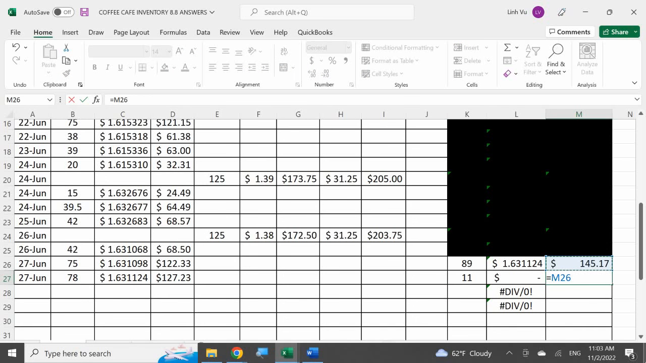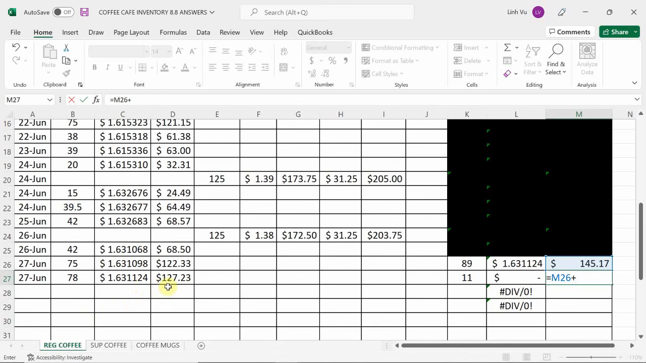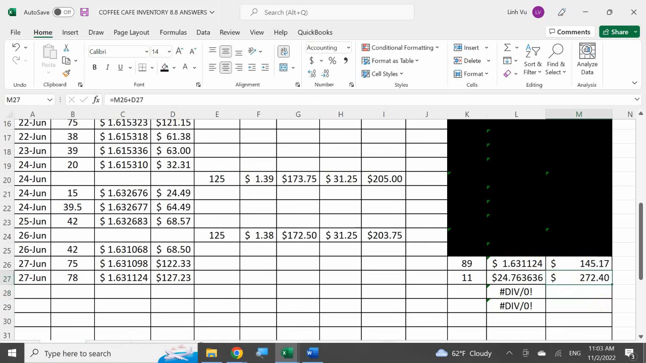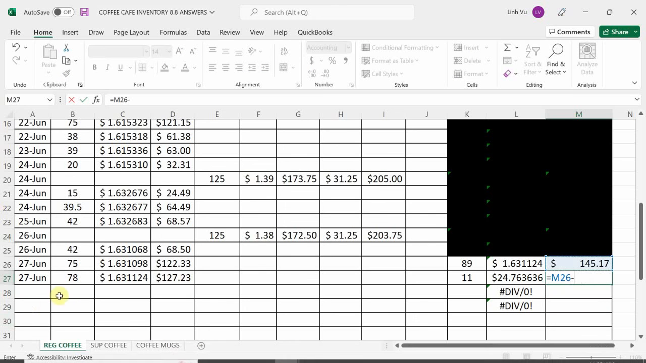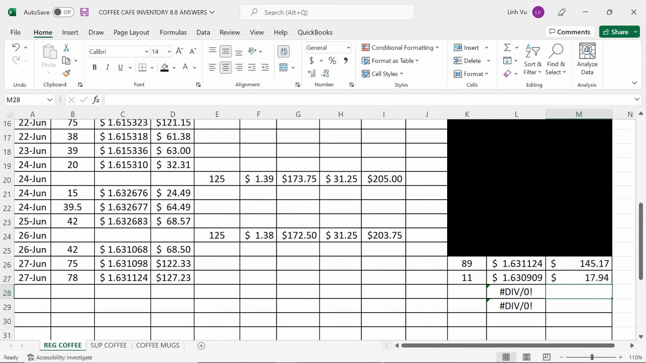So thank goodness Mr. Bob Mason realized this and decided to order twice as much. Remember, doing a purchase order on the 24th and another purchase order on the 25th. So that should reduce you down to 2. Oh, whoops, I added. Let me recalculate that. Because we just sold $127.23, we have $17.94 left in our inventory, right? At 1.630909.